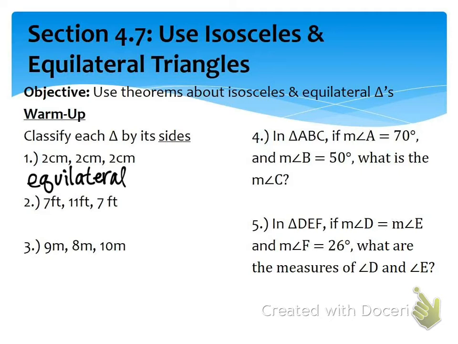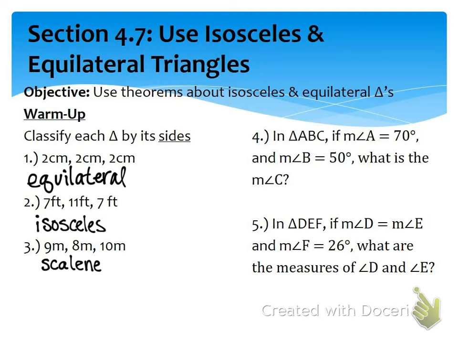What about number 2? Isosceles. Okay, we've got 2 sides that are the same, then it's isosceles. What about number 3? Scalene. None of the sides are congruent. Questions about these?